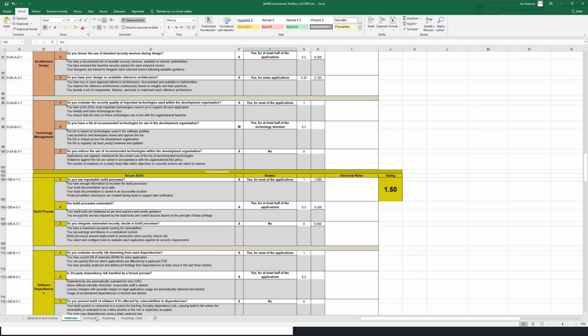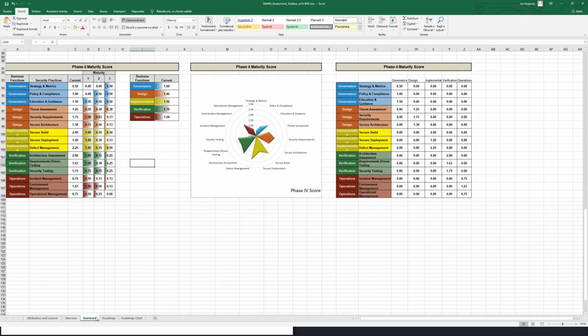Then the next important one. Okay, this is not to edit. This is automatically counted based on the results from the other workbooks, so from the interview and from the roadmap. So this is, let's say, a nice graphical representation.